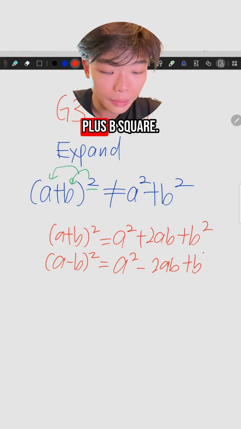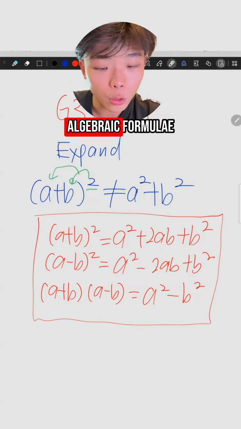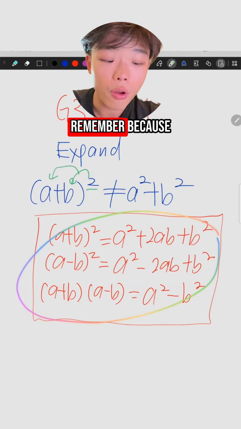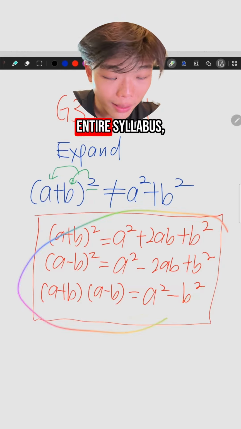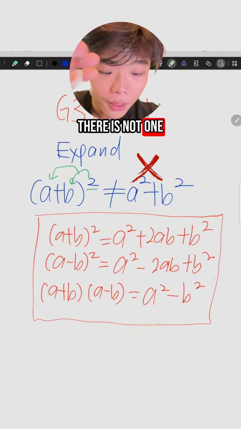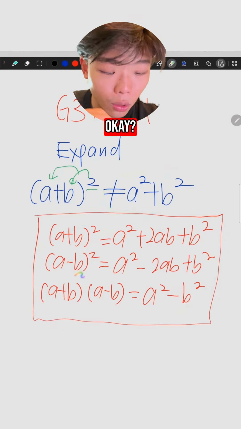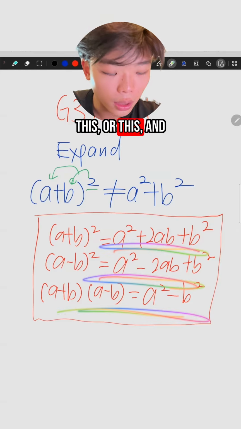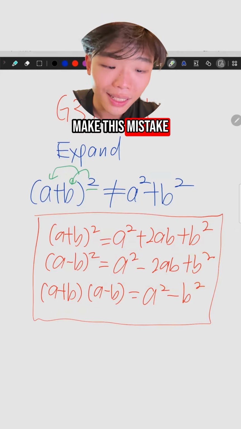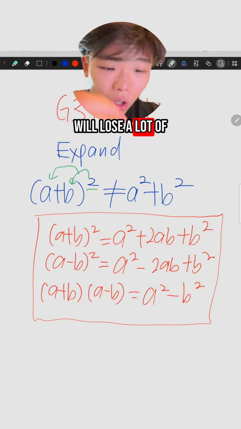So these are the three important expressions, the algebraic formulas that you need to remember, because in the whole entire syllabus, there is not one of them that will give you a squared plus b squared. So a squared plus b squared does not exist. Okay, it's only this, or this. And please don't ever make this mistake again, because you will lose a lot of precious marks.